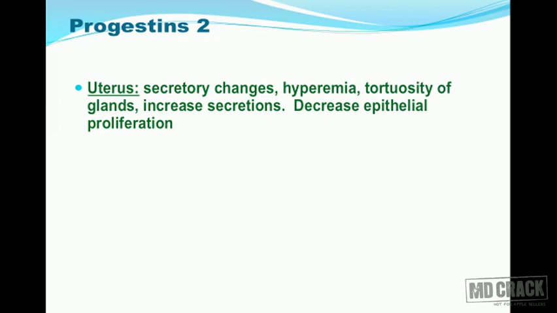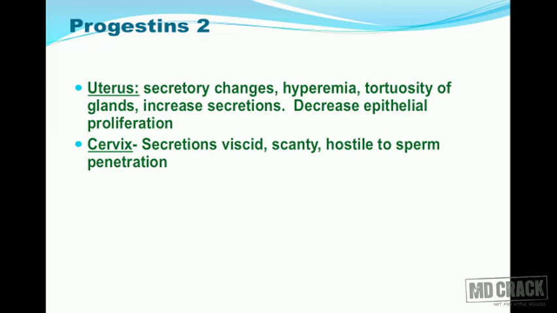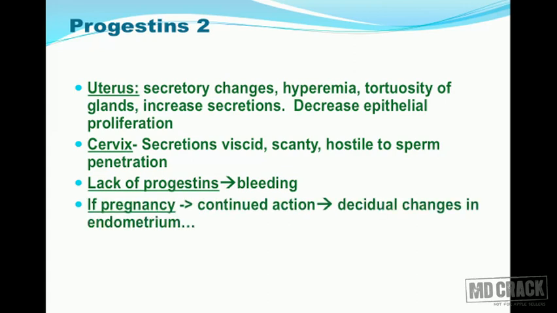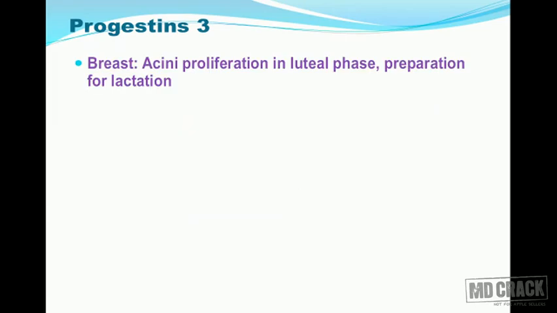In the uterus, it produces secretory changes, hyperemia, tortuosity of the glands, and increases the secretions. And they will decrease the epithelial proliferation. In the cervix, the secretions will become viscid and scanty, and it will make the medium hostile to sperm penetration. Lack of progestins leads to bleeding. So as soon as the progestin level comes down, that's a trigger for the menstrual bleeding. If there's pregnancy, there's continued action of the progestin, and that is responsible for the decidual changes in the endometrium.